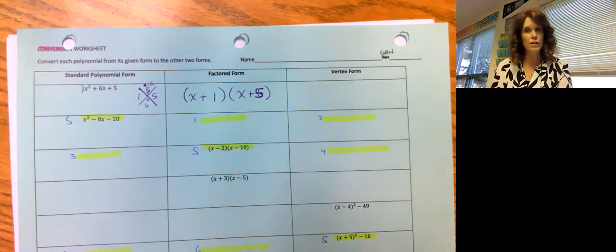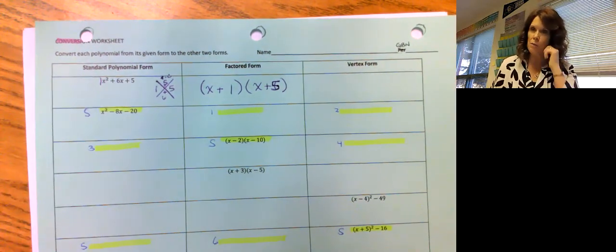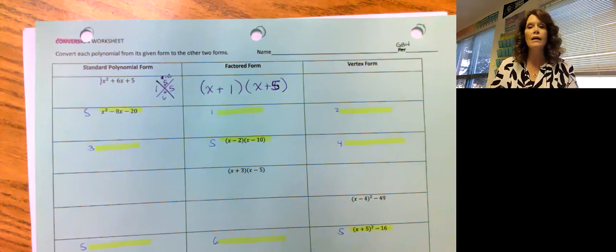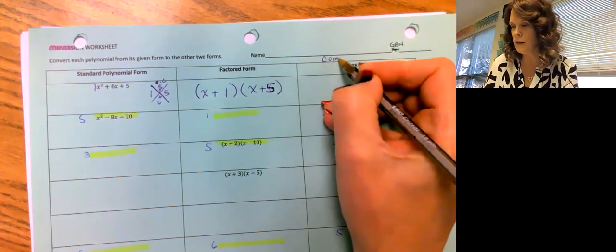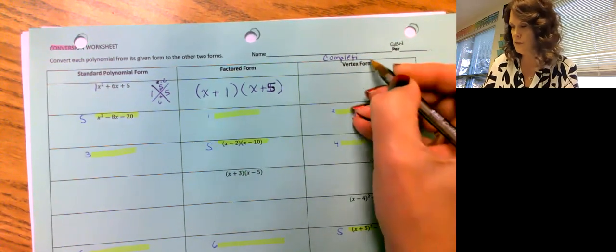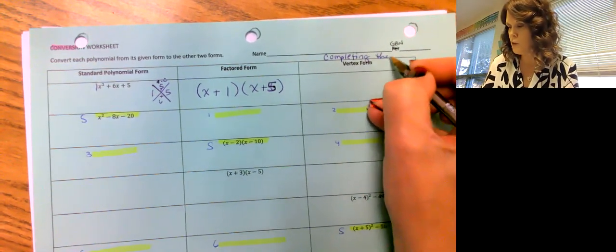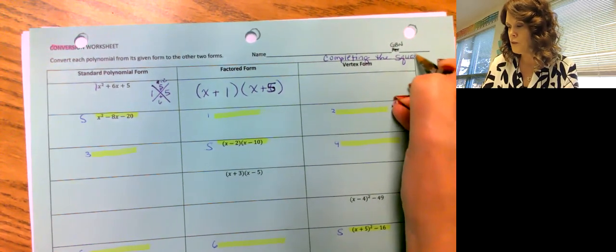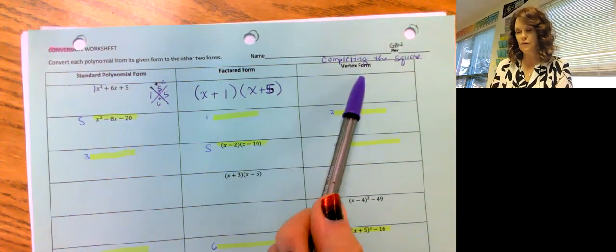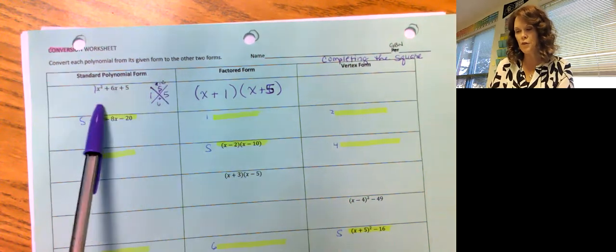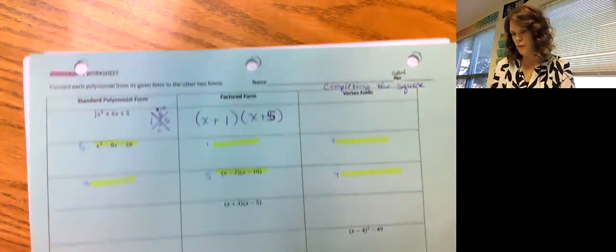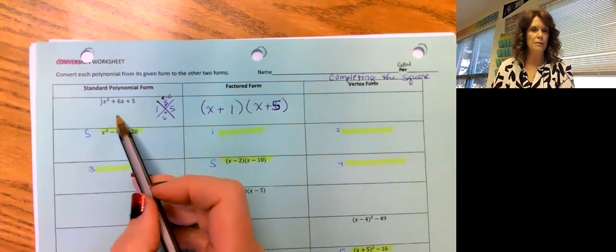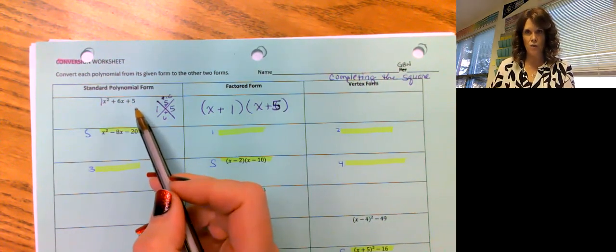Now, to get us to vertex form, there's not really a connection between factored and vertex. I have to go back to my standard polynomial and complete the square. So when we get vertex form, we get it by completing the square, so if you could write this down to remind you. If it's a perfect square trinomial, I can do this pretty easily, but this is not a perfect square trinomial because that 5 is not a perfect square, right?